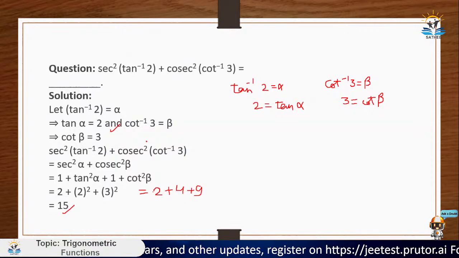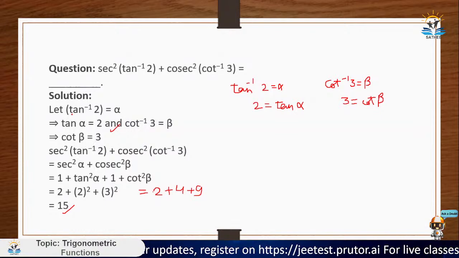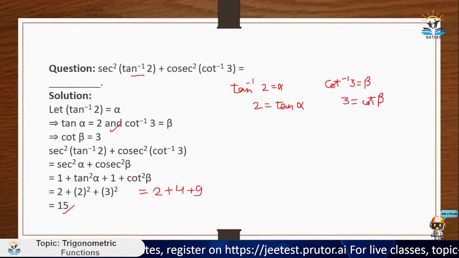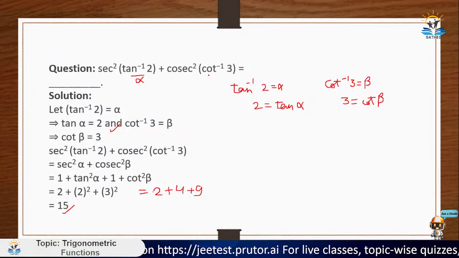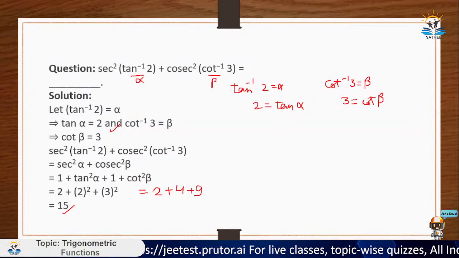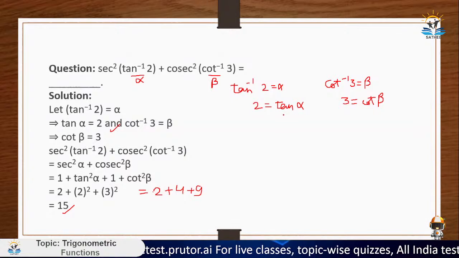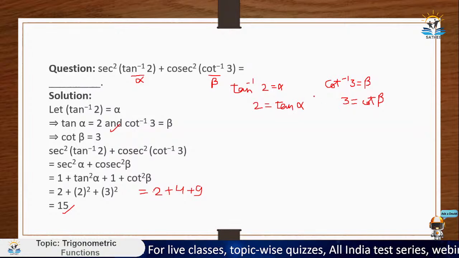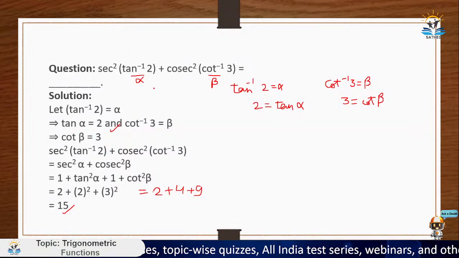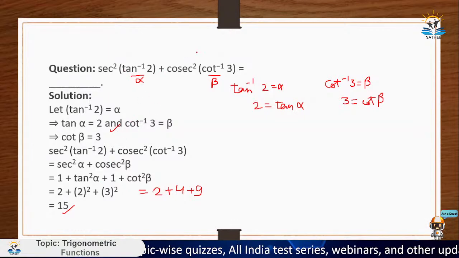Let me make you understand once more. Basically, I have taken tan inverse 2 equal to alpha, and cot inverse 3 equal to beta for my simplification. From here, I got tan alpha equal to 2 and cot beta equal to 3. So I use it here. That's why I've taken it out. Now I'm substituting tan inverse 2 with alpha and cot inverse 3 with beta.